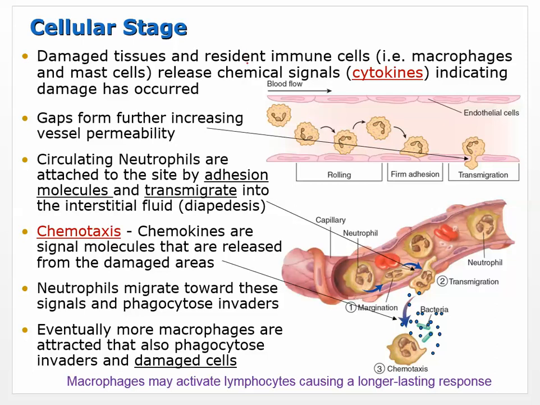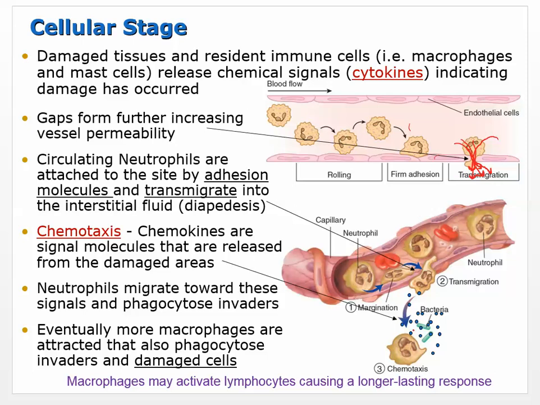So now damaged tissues and resident immune cells like macrophages and neutrophils will release chemical signals indicating damage has occurred, and then gaps form, further increasing vessel permeability. Remember, we have these endothelial cells lining our capillaries. Well, these will constrict and leave pores, and these pores allow macrophages and neutrophils and other immune cells to move out of the vessels and into the area where the damage has taken place.